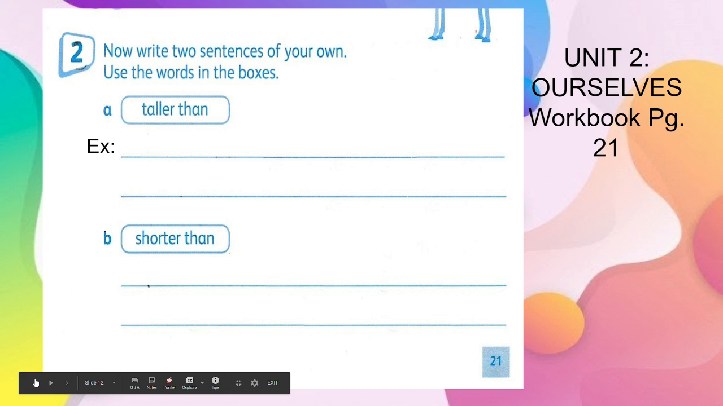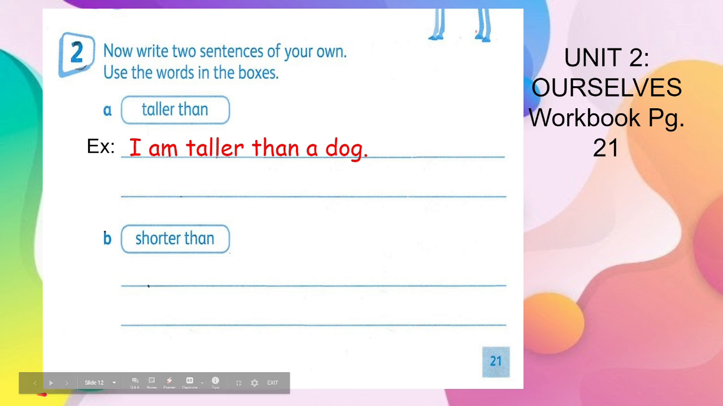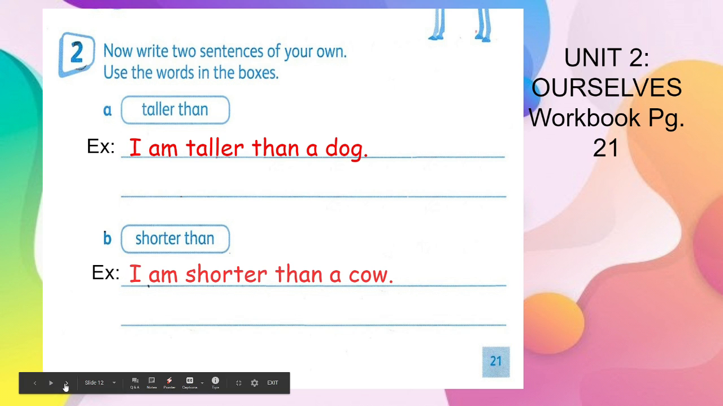Number 2, you will write two sentences of your own. Use the words in the boxes. A, taller than. Example, I am taller than a dog. Then write another sentence here. Letter B, shorter than. Example is, I am shorter than a cow.